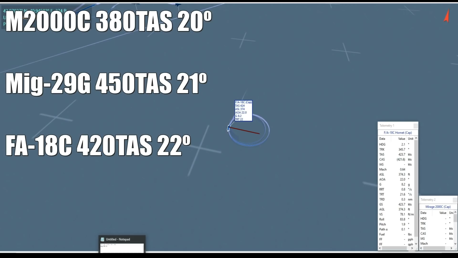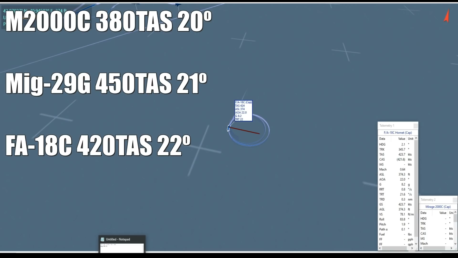MiG-29 Golf. I found its best sustained turn rate. I haven't got the G-force in here, but they're all going to be about 8G. 450 knots true airspeed at 21 degrees per second of turn rate, and the best was the F-18C at its peak sustained lateral turn rate at 420 knots true airspeed, 22 degrees per second.